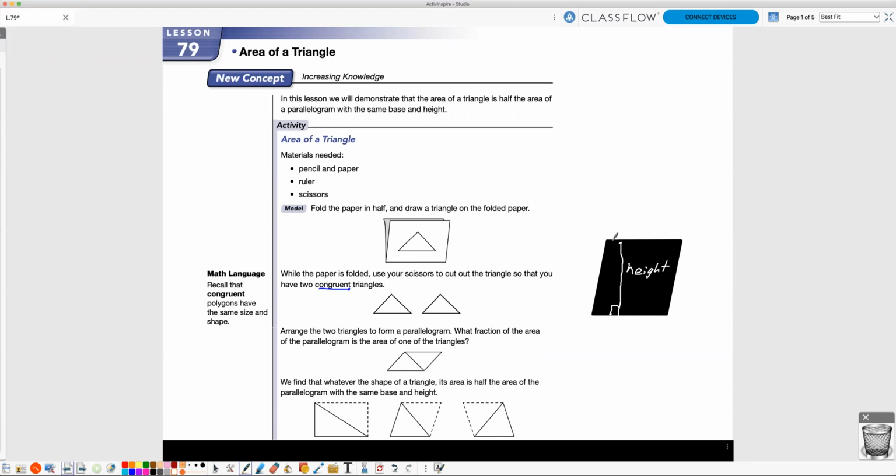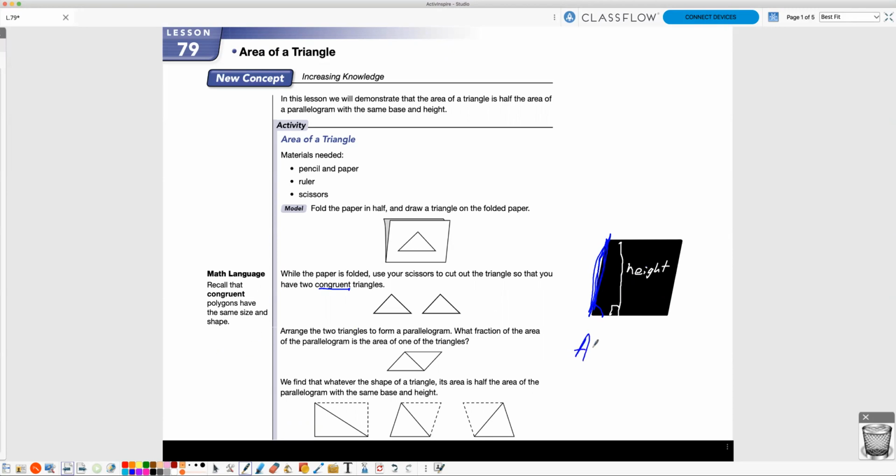The height is not going to be one of these lengths right here on this particular parallelogram. This is not the height because it doesn't form a 90-degree angle. It forms something less than 90 on this side. So you have to make sure that whatever it is, it forms a 90-degree angle to get the height.